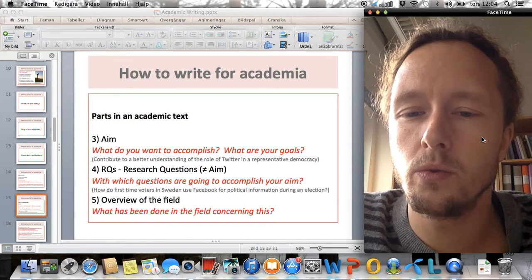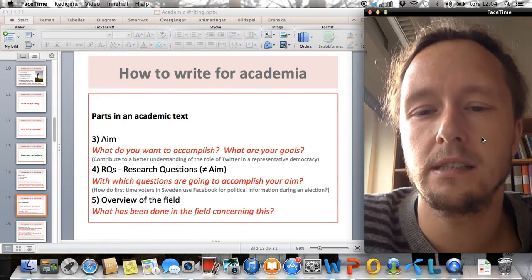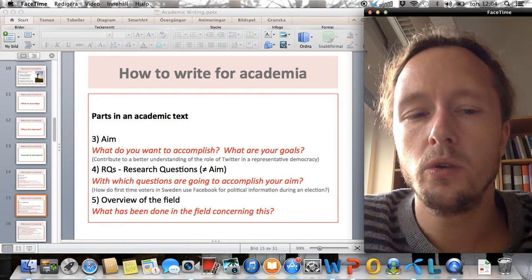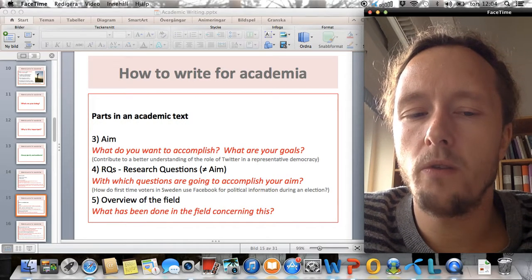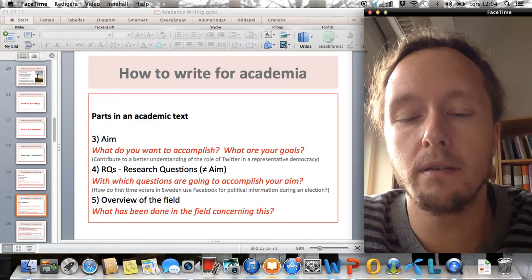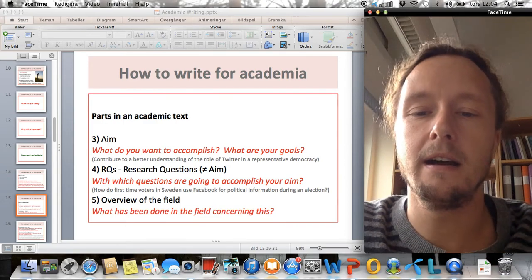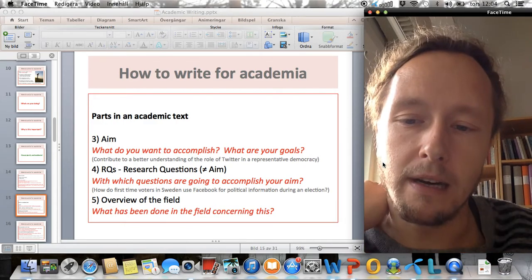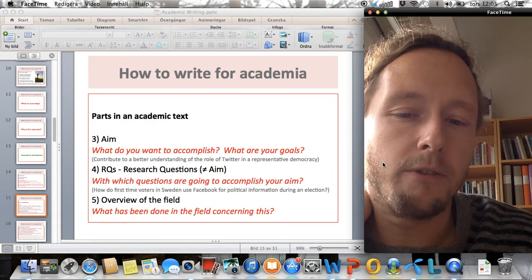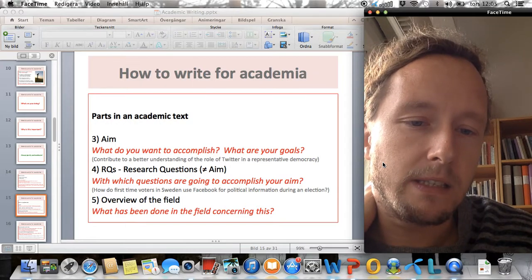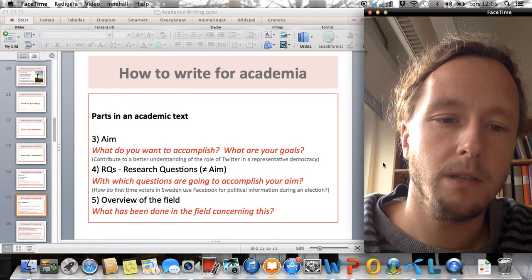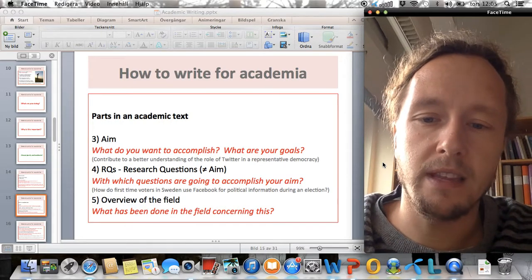So how do you want to discuss this, the role of Twitter in representative democracy? Well, maybe here you want to focus on first-time voters in Sweden. Sorry for this, this should be Twitter here. How first-time voters in Sweden use Twitter for political information during an election. Now, remember, always justify and motivate your choices. Now you have to motivate this.